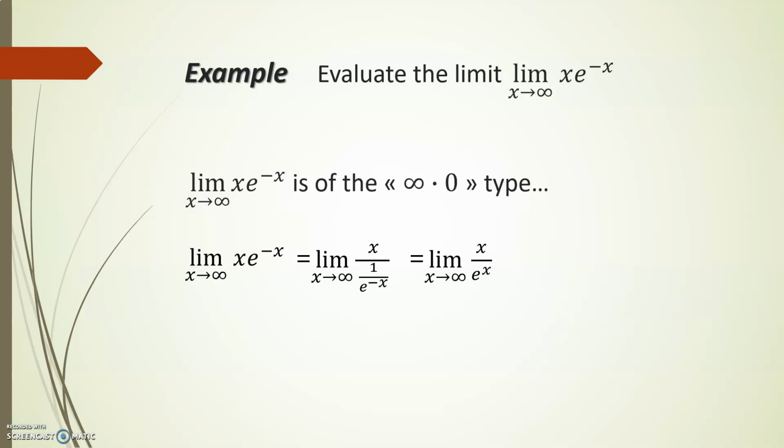Now, direct substitution will tell you that this is an infinity over infinity form, and therefore L'Hopital's rule allows you to replace x and e to the x by their respective derivatives. On the numerator, the derivative of x is 1. On the denominator, the derivative of e to the x remains e to the x, and direct substitution will give you a 1 over infinity form, which goes to 0.